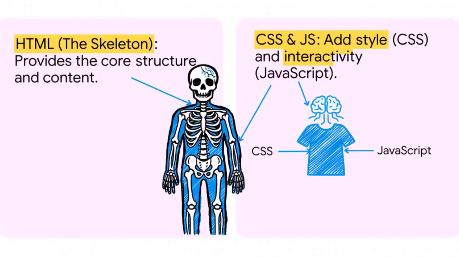I love this analogy. It makes it so clear. Just think of a website like it's a person, right? HTML is the skeleton. It's the bones, the core structure. CSS, that's all the style, the clothes, the hair color, the whole look. And JavaScript? Well, that's the brain and nervous system. It's what makes everything interactive. For today, though, we are laser-focused on that all-important skeleton.